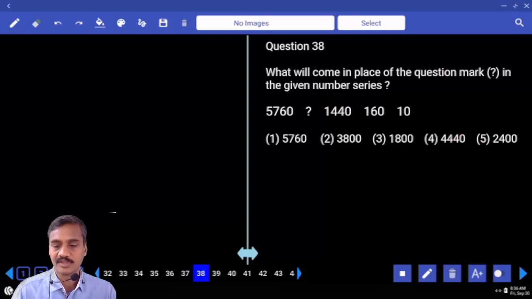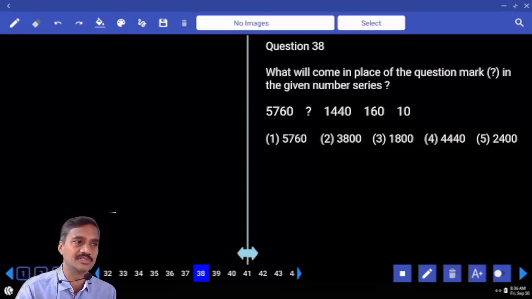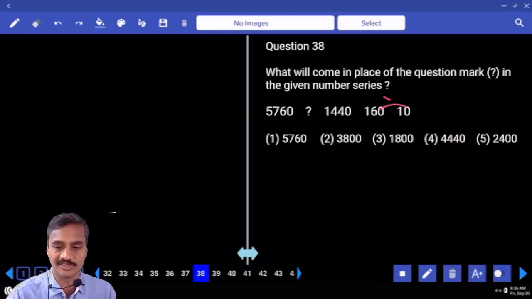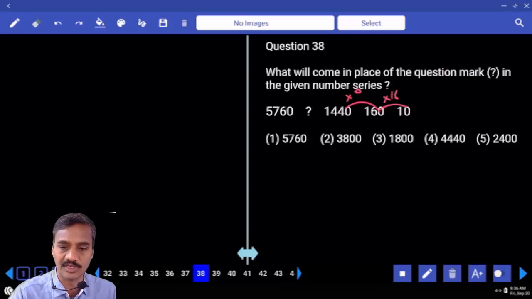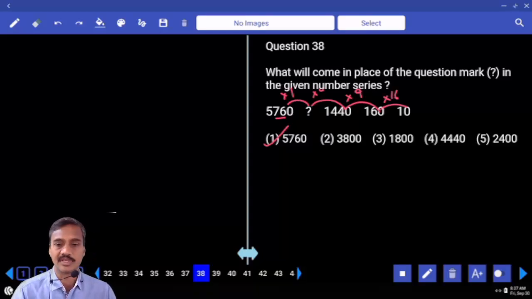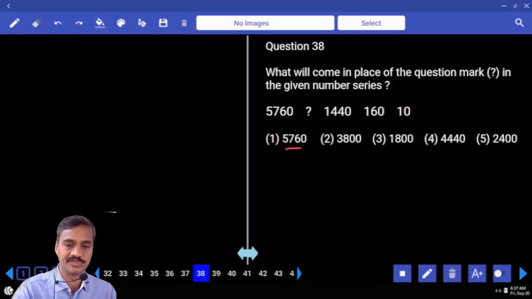Now in this 38, the numbers are in decreasing order. Whenever the numbers are in decreasing order, you should always start in the reverse order. Now 10 and 16, how do we do it? Into 6, into 9. Now 16 and 9 are 4 square and 3 square. Next 2 square, next into 1, and 5760 into 1 is 5760. Choice 1. The given numbers are divided by 1 square, 2 square, 3 square, 4 square. Does that fit? 5760 divided by 1, again 5760 divided by 4, divided by 9, divided by 16.